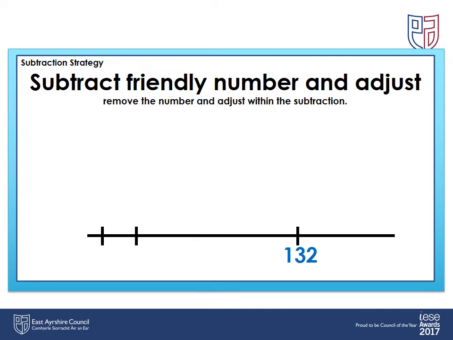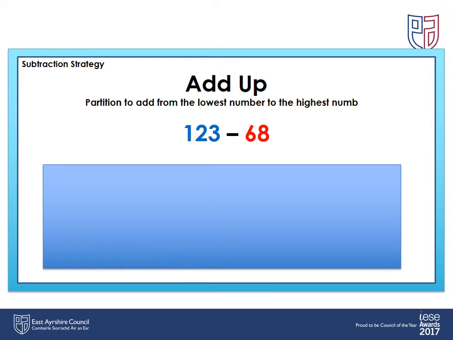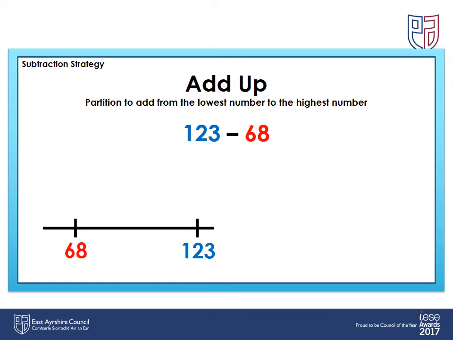A different strategy to employ here would have been to subtract 50 and then adjust up by 3 to take you back to 85. Once again, the blank number line or empty number line supports this thinking. The use of number lines can support the understanding of subtraction being the difference or the gap between numbers. By placing the smallest and largest numbers on the line, the gap will determine the difference between the numbers, giving the answer to the subtraction.